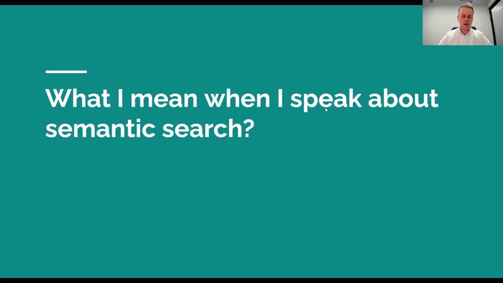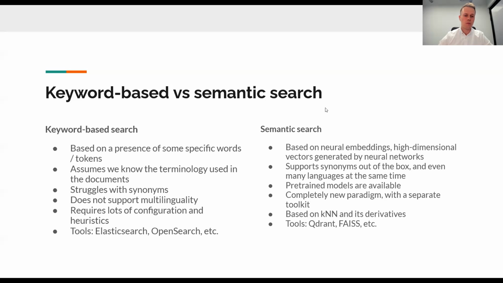I'm pretty sure that many of you have already heard about semantic search and what it brings beyond the keyword-based search that we used previously. But I would also like to share some comparison. Basically, keyword-based search is based on the presence of some specific words or tokens in the text. And it actually tries to find the relevant documents based on the overlap between the terms used in a query and the documents that we have collected.